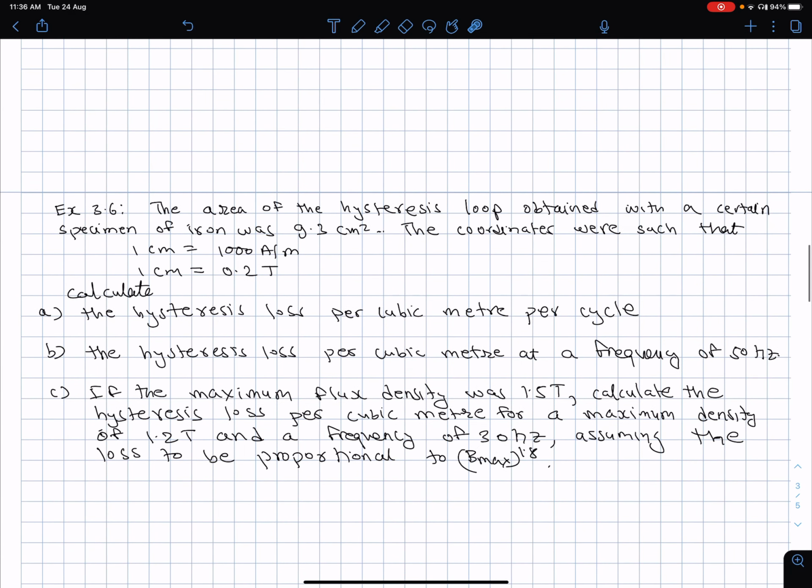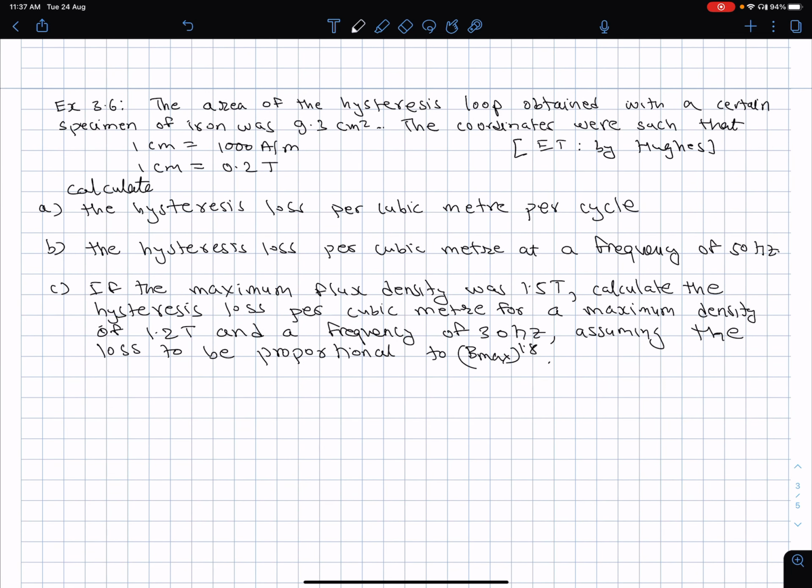All right. Now let's do one example. This example I have taken from Electrical Technology by Theraja, and the example is as follows. The area of the hysteresis loop obtained with a certain specimen of iron was 9.3 centimeter square.